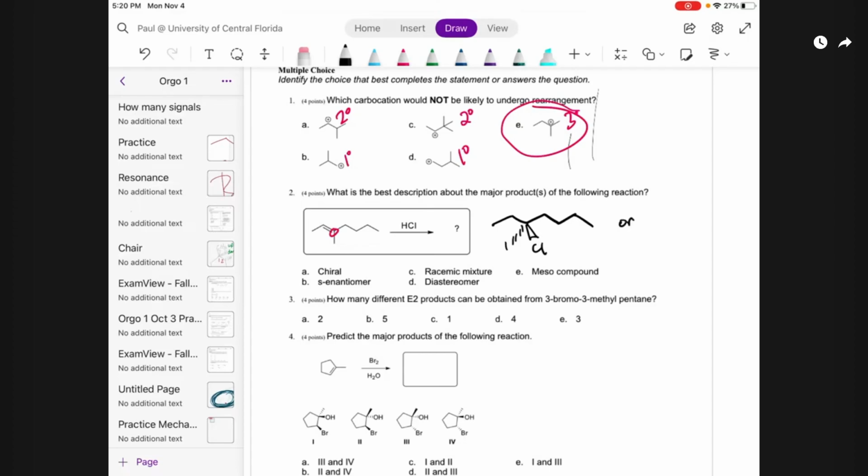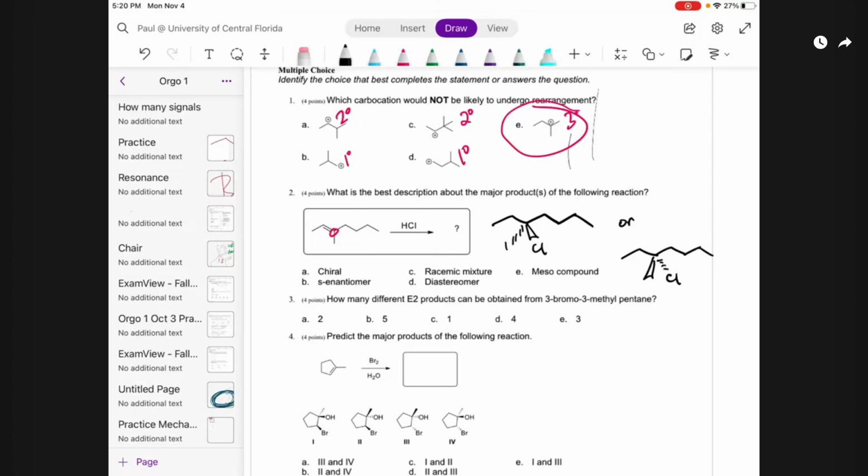Or you could have approached it from the other side, and the chlorine would have come in as the dash, and then you would have the wedged methyl right there. So those are the products that would form from that reaction. And so what do we have here? This would be a racemic mixture. Now, why are we getting a racemic mixture?